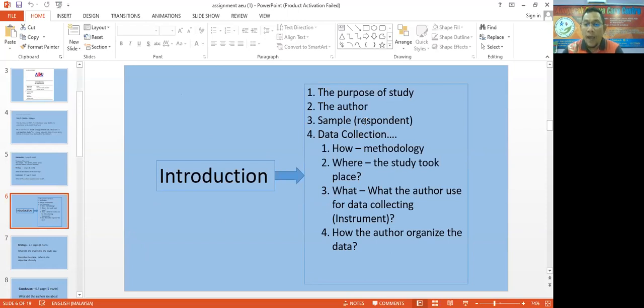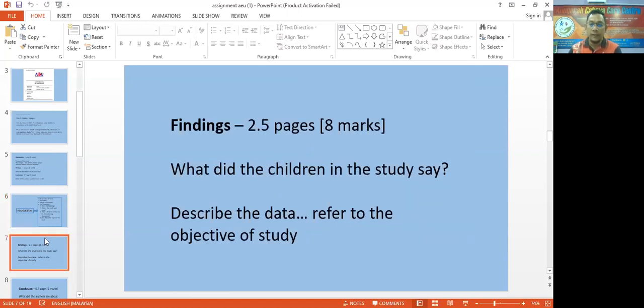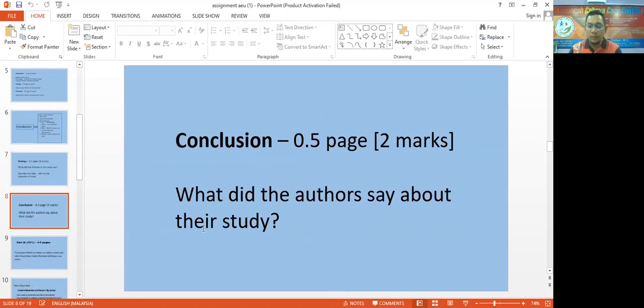Then where it took place, and what the author used for data collection. How did they collect the data? Either they used an instrument, a checklist, or interview. Then how the author organized the data, and how the author used and described the data. For the finding, write about 2.5 pages: what did the children say about the study? Remember, write the conclusion about half a page.